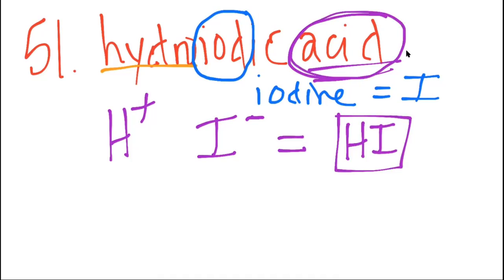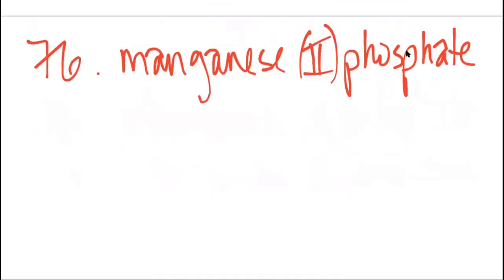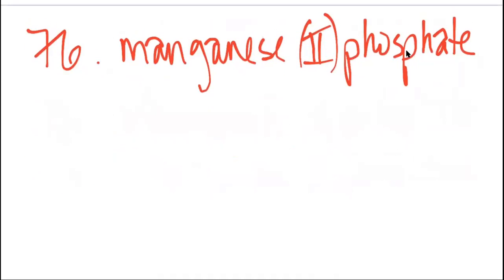All right, the last one we're going to look at is 76. It's also at the top of that second page. This one, it's manganese 2-phosphate. So since we're trying to write the formula, we would still be using the formula flowchart. So starting on the left where the star is, does this name end in acid? Yes or no?